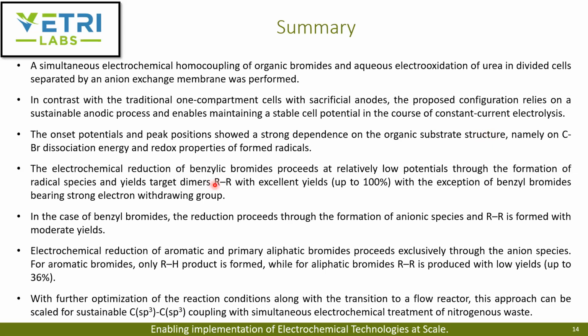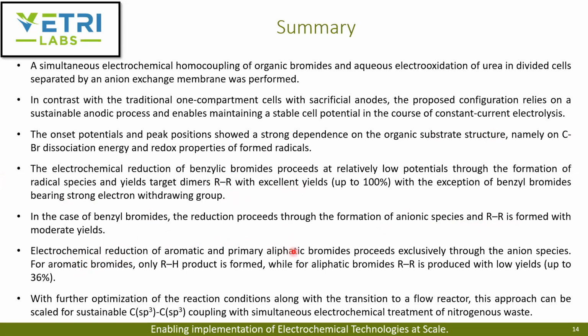The electrochemical reduction of benzylic bromides proceeds at a relatively lower potential through the formation of radical species and yields the target dimers with yields from 85 to 100%, with the exception of benzyl bromides bearing strong electron withdrawing group, where the yield was only 45%. In the case of benzyl bromide, the reduction proceeds through the formation of anionic species and the dimer is formed with moderate yields.